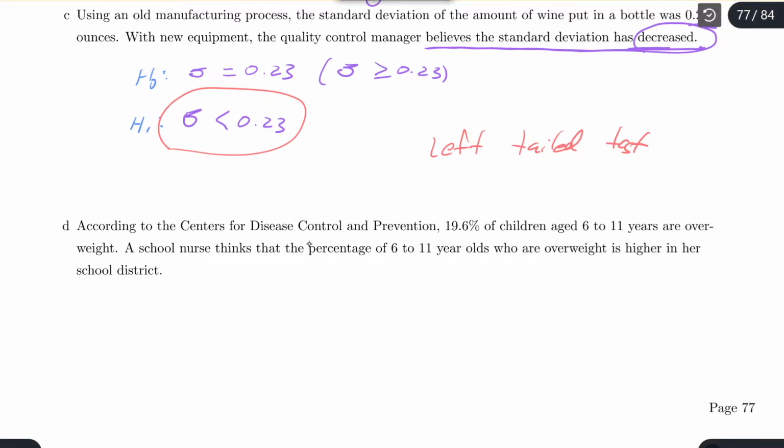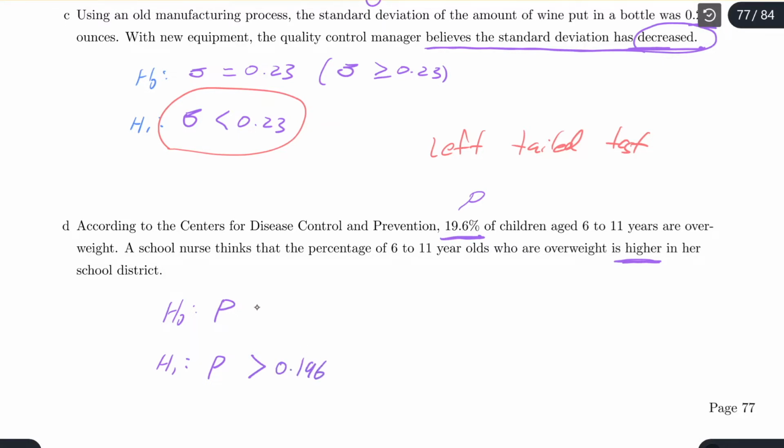Okay, so this problem, the Centers for Disease Control and Prevention says 19.6%. That already tells you we're dealing with a proportion of children aged 6 to 11 years and over who are overweight. A school nurse thinks the percentage of 6 to 11-year-olds who are overweight is actually higher in her school district, right? So she's making a hypothesis statement. You can always build the habit of writing these. We're dealing with proportions, right? P. She believes, alternatively, it's greater than the given percentage.